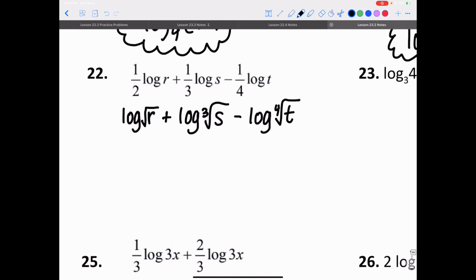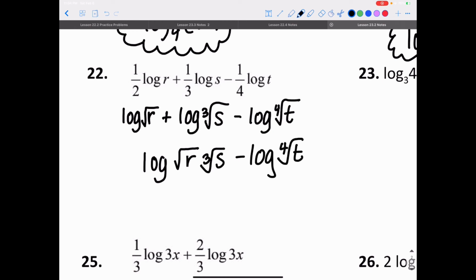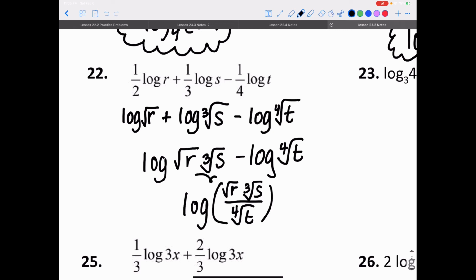And now I can combine reading left to right. I have log of the square root of r times the cubed root of s minus log of the 4th root of t. There's subtraction in between here, so I can combine with division: the square root of r times the cubed root of s all over the fourth root of t inside of the logarithm, and this is my final condensed logarithm.